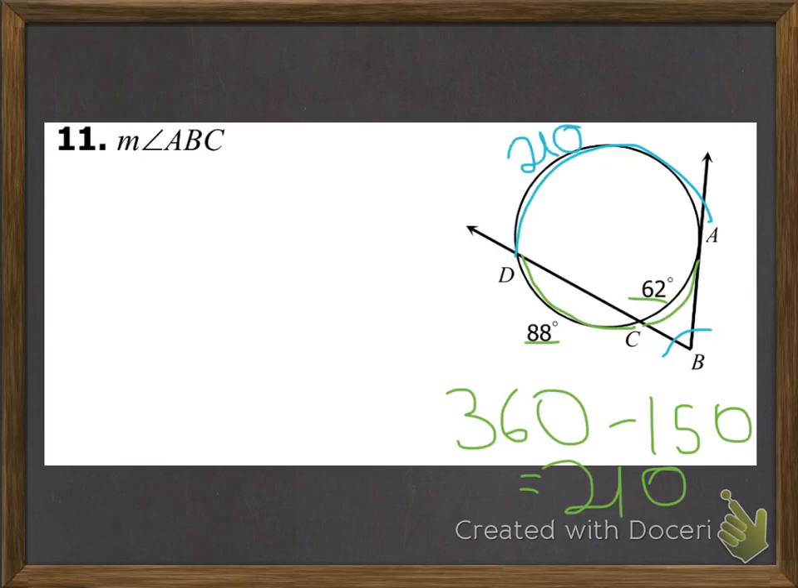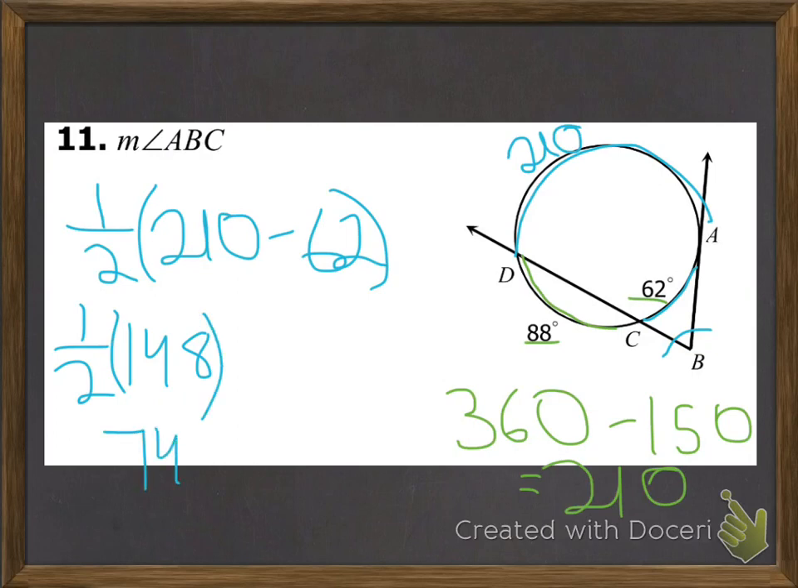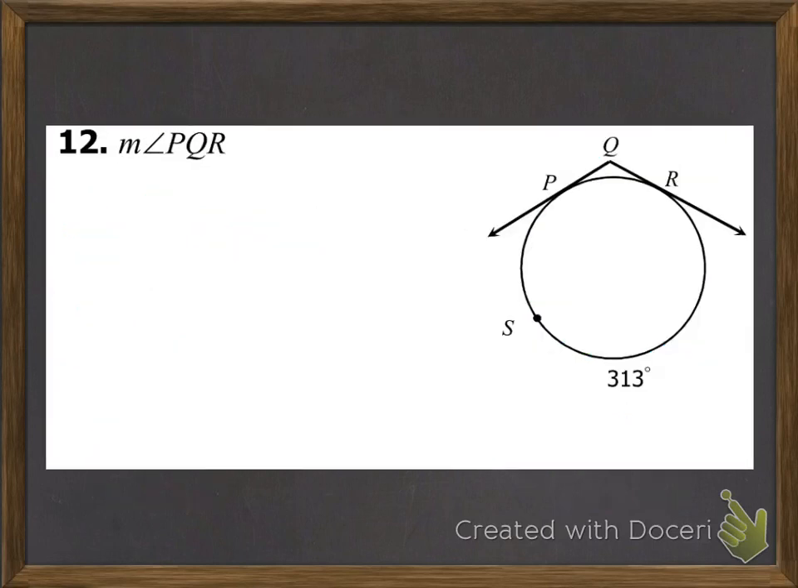So now, let me change the color. Make this blue. For the measure of angle ABC, you're going to have 1/2 times 210 minus 62, because remember, the big arc minus the little arc. So 1/2 times 148, and 148 times 1/2 is going to be 74 degrees. Final answer.